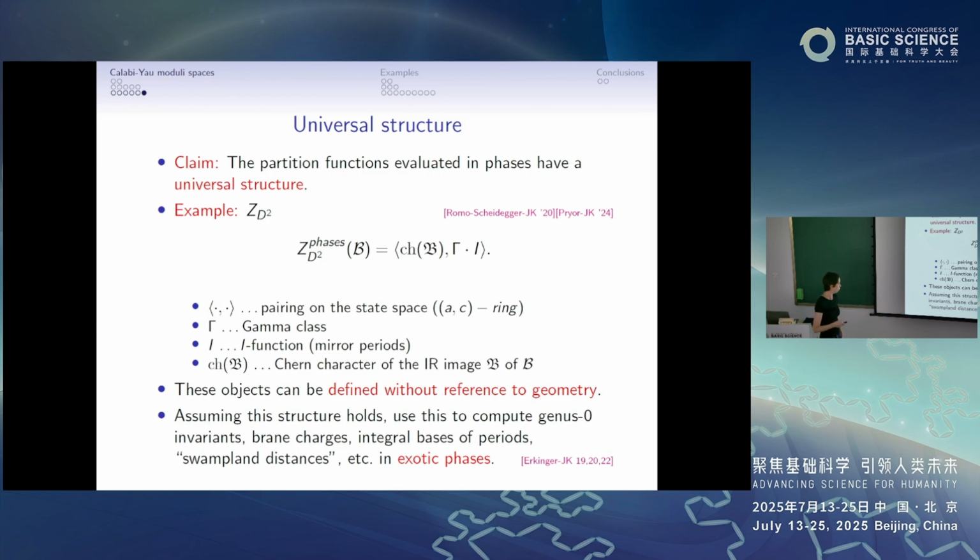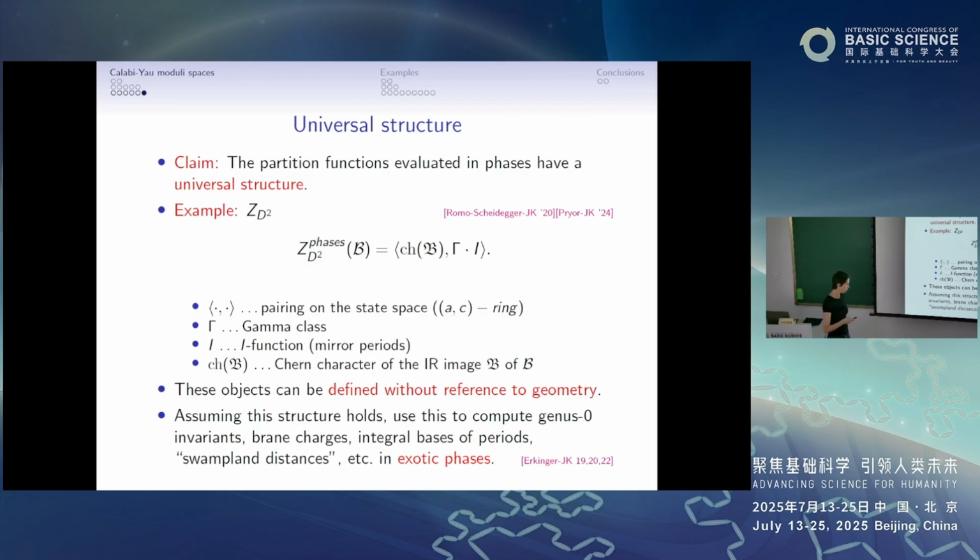And that makes this universal. We can also turn this around. So this is a conjecture, and in some sense it has been proven, but you can also assume that a conjecture is true and apply this to a phase that you don't know, and then get conjectures of what the I function or the Chern character or the gamma class should be.